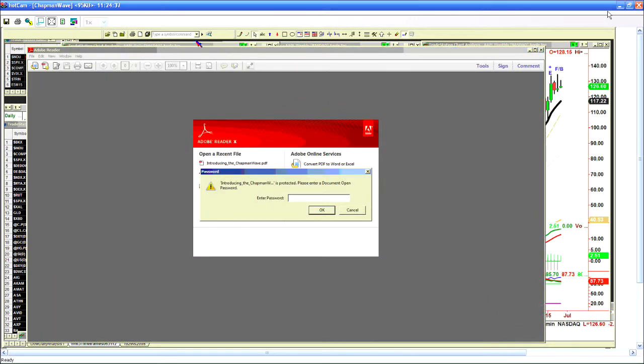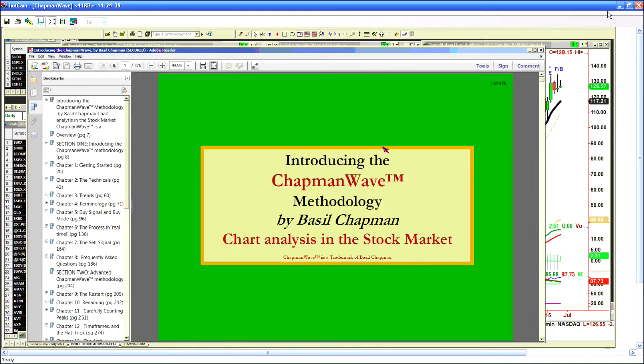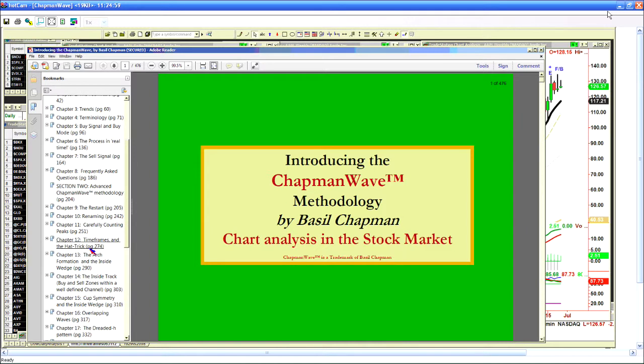Okay. In this particular book, introducing the Chapman Wave methodology, a CD book that I've done, which is only available at TFNN, there's a chapter on a double top formation. I call it, as a kind of catch heading, the drop bucket formation.